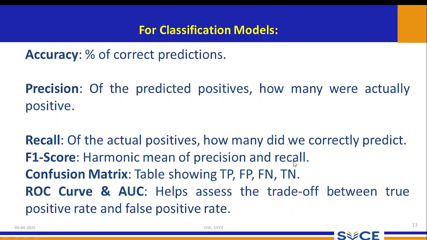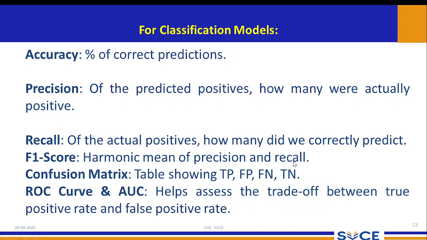Good morning, students. In the last class, for the classification models, we have seen the factors which need to be tested in order to evaluate the model. One is the accuracy, precision, recall, F1 score, confusion matrix, and ROC, receiver operating characteristic curve, and the area under the curve, which will help you to identify the validation of the model.